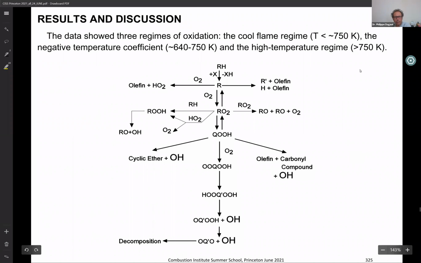So I just want to remind you that at low temperature, below about 750 K, we have this peroxidation mechanism that can produce OH radicals, explaining the cool flame. And around 650 K, some of these products here are thermally unstable, and then the reaction stops maybe here, and then around 800 maybe here, and then above that, this low temperature chemistry disappears.